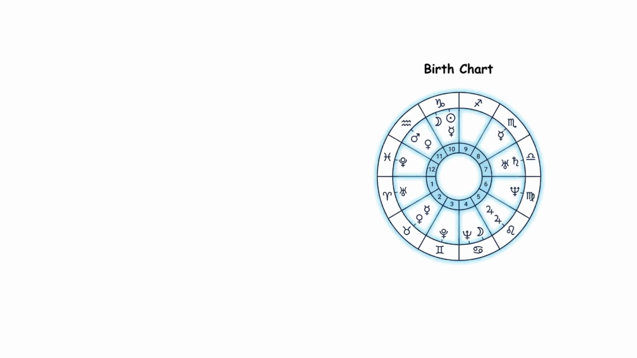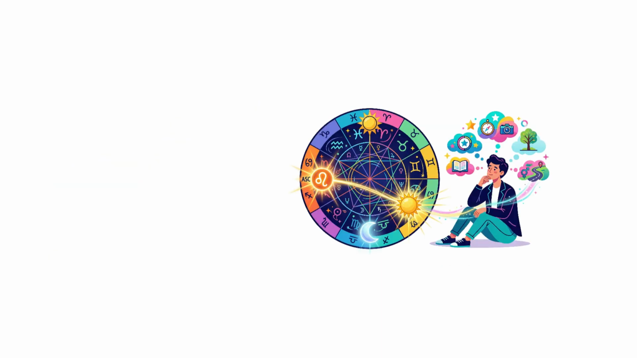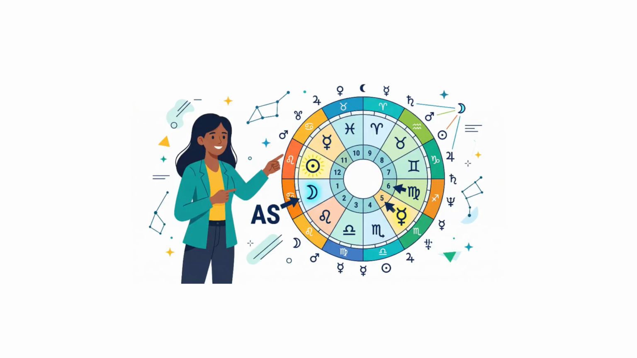Interpreting the most important chart factors. In general birth chart analysis, it is best to start with the most important foundations first, because these foundations shape your personality and your overall life experiences. Four main parts of the chart show this.